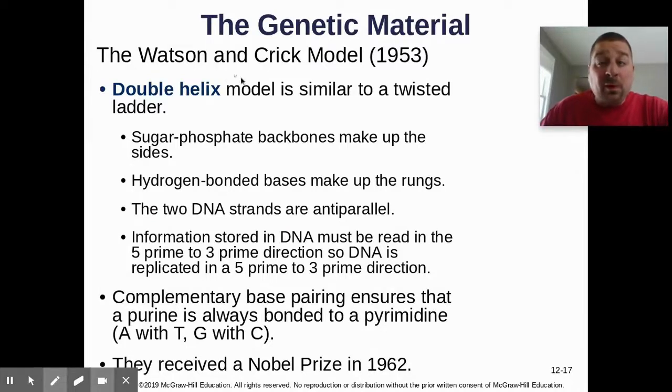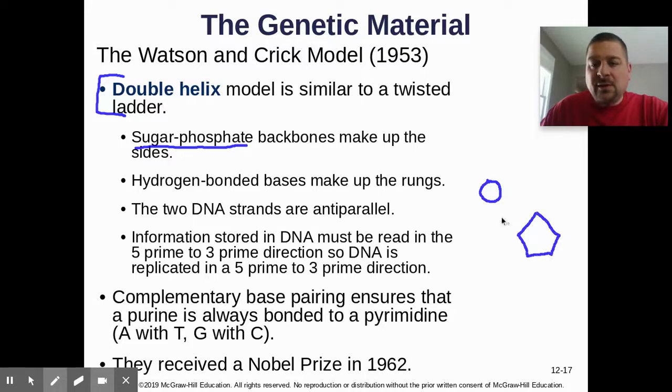When James Watson brought that picture back to the lab, there were several things that they could figure out from that picture. One, it was a double helix. The sugar phosphates were the backbones. So you had sugar phosphate, and here's a phosphate group. Here was the five carbon sugar, and it was connected here. And then our nitrogenous base sticking off over here. So phosphate group, deoxyribose, nitrogenous base, the A, T, G, or C.